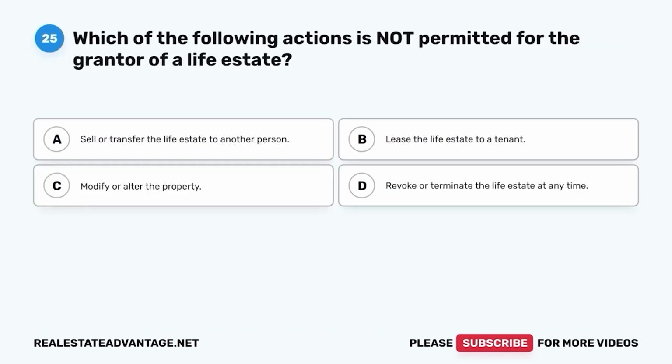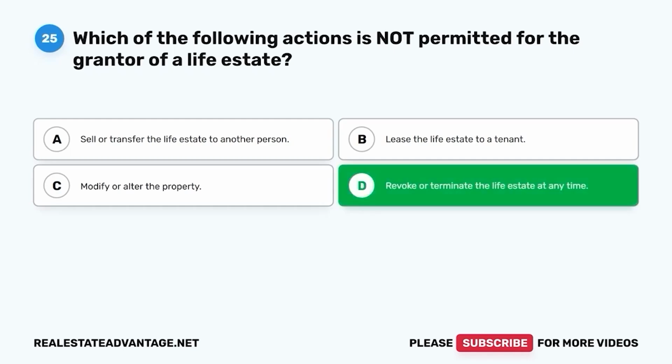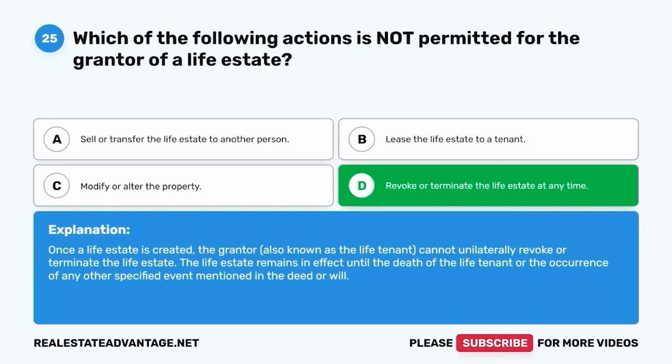Question 25. Which of the following actions is not permitted for the grantor of a life estate? A. Sell or transfer the life estate to another person. B. Lease the life estate to a tenant. C. Modify or alter the property. D. Revoke or terminate the life estate at any time. The correct answer is D, revoke or terminate the life estate at any time. Once a life estate is created, the grantor, also known as the life tenant, cannot unilaterally revoke or terminate the life estate. The life estate remains in effect until the death of the life tenant or the occurrence of any other specified event mentioned in the deed or will.